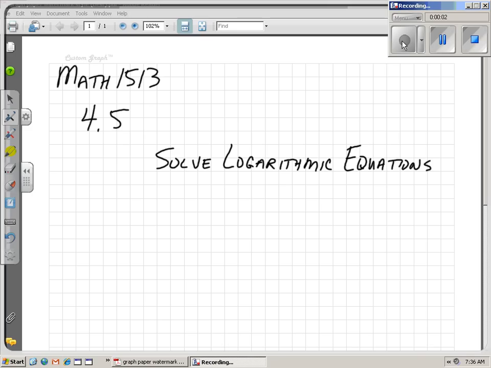Okay guys, Northern Oklahoma College, this is College Algebra Math 1513, Chapter 4, Section 5 in your book. And we're going to take all of our logarithm knowledge and put it together now to solve logarithmic equations.